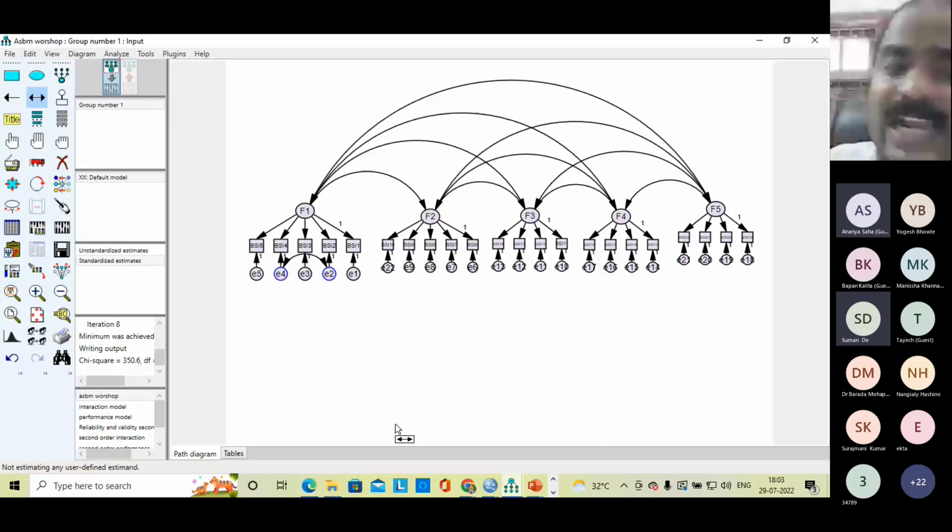Now you will ask the question, sir, how could you know that E4 and E2 are having some similar properties? For that purpose, we need to go for modification indices. Look at here. There is a term called modification indices in the output screen.